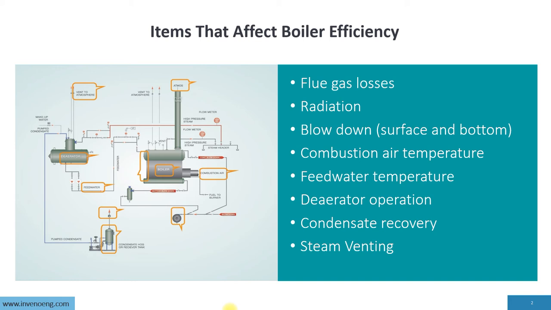Items that affect boiler efficiency. What are the items that affect boiler efficiency? Flue gas losses, radiation losses, blowdown, surface and bottom blowdown, combustion air temperature, feedwater temperature, deaerator operation, condensate recovery, and steam venting.